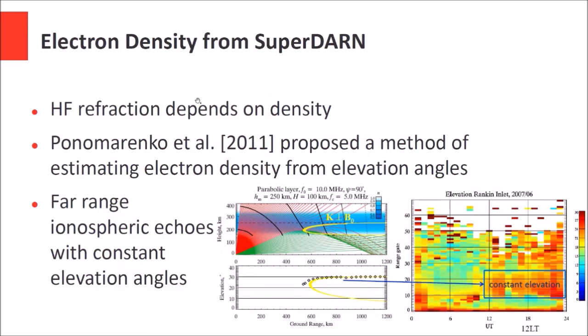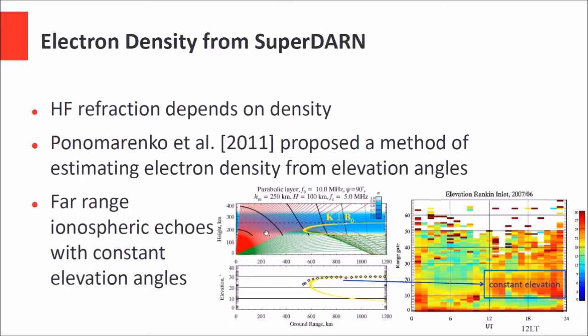SuperDARN sends high-frequency radio waves into the ionosphere and measures the backscatter, or echoes. The main source of echoes for SuperDARN is field-aligned irregularities. Because of this, we get echoes when our radio waves are propagating perpendicular to Earth's magnetic field. Now, the propagation of these radio waves is dependent on how they are refracted traveling through the ionosphere.